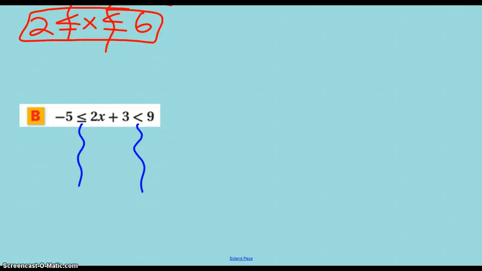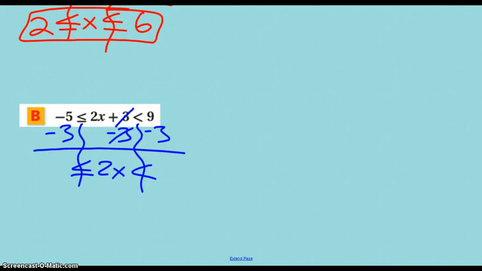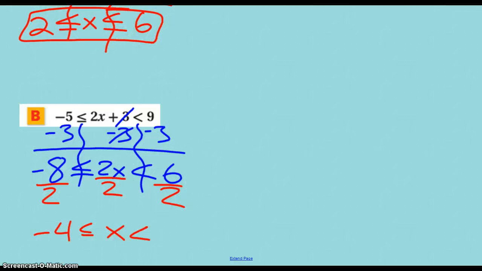So it's kind of like solving two inequalities at once. Subtract 3, subtract 3. We've got 2x left, 6, and negative 8. Alright, and then we're going to divide by 2. And here's what we're left with. -4 is less than or equal to x, and x is less than 3.